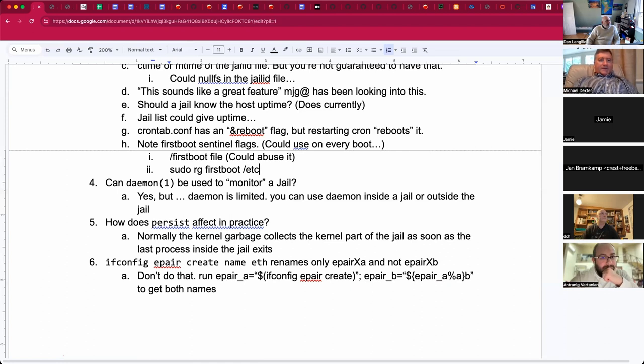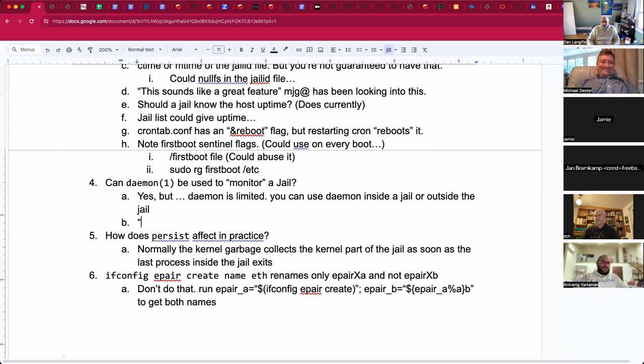Move on to the next question. Yeah, so the next two questions are kind of related. Jan, I know you have ideas, but those are mostly yes or no or single-sentence questions. I honestly don't want to go into the details of the daemon on FreeBSD and how it sucks. Not that it sucks, it's intentionally limited. Yeah, it's a presentation for another day. Okay, so out of scope.